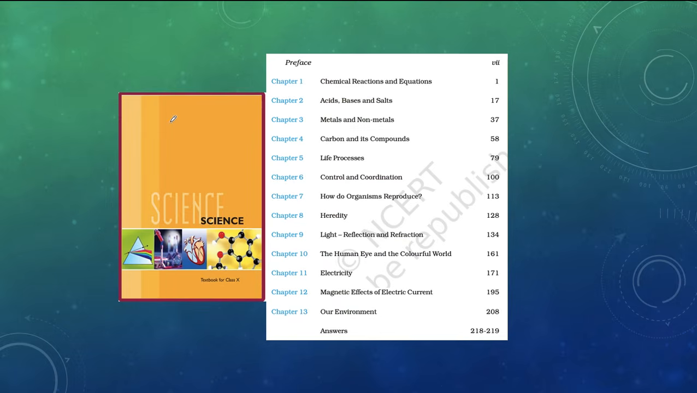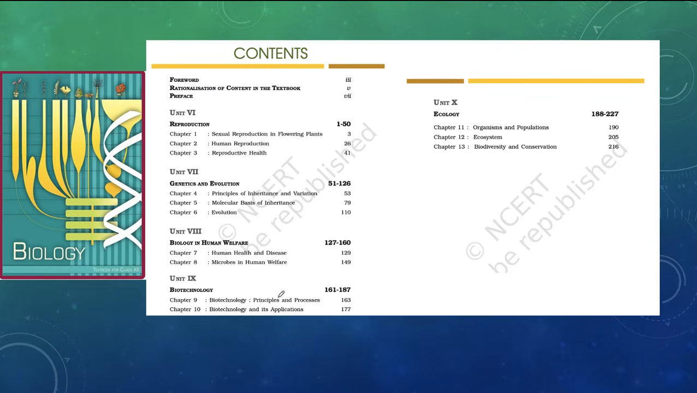Then you can skip the 9th standard Science NCERT and move to the 10th standard Science NCERT. Here you need to selectively read chapter 5: only look at the environment segment in Life Processes and read only that. Then you can move on to chapter 13, Our Environment. These two chapters are must-reads in the 10th standard Science NCERT. The 11th standard NCERT you can skip.